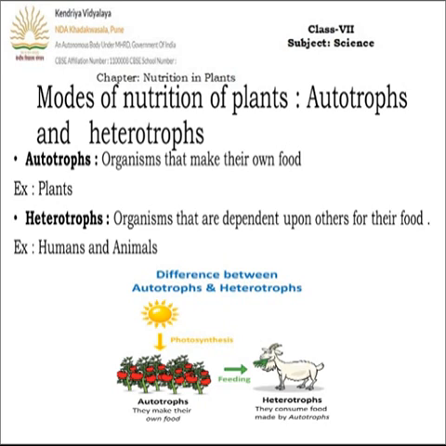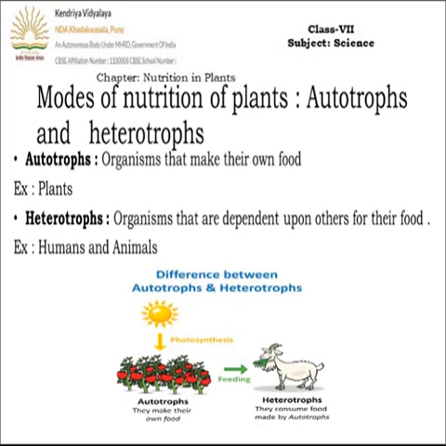See, humans are also animals. So, we cannot prepare our own food. We can only cook the food which we get from plants. In the picture here on the screen, you can see that there is a difference between autotrophs and heterotrophs. Autotrophs make their own food, while heterotrophs consume the food which is made by the autotrophs.